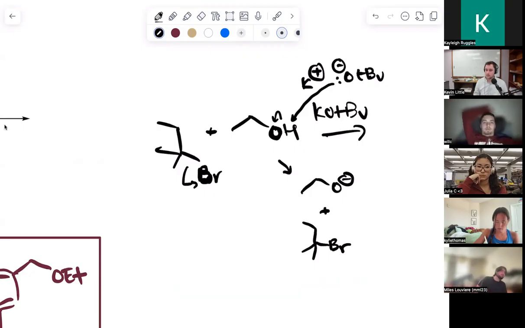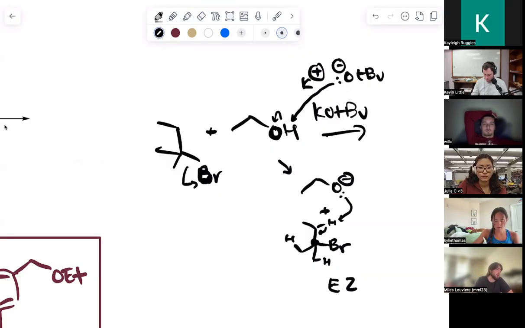Well, let's think about it. I've got a charged nucleophile, so it's going to be a 2. Right? Yes. What about my alkyl halide? It's tertiary, so it's going to be E2. Has to be an E2. Then am I going to take proton 1, 2, or 3? 3. So I form the same product either way. Okay.